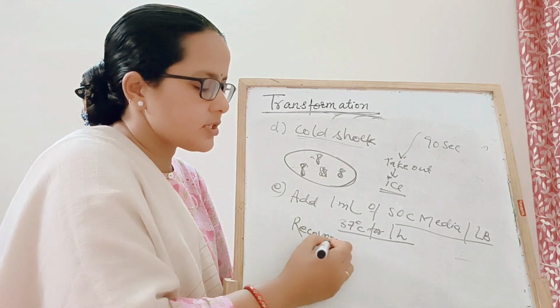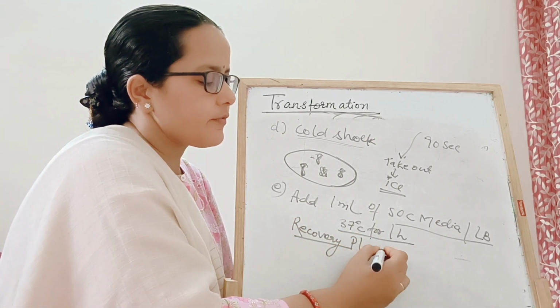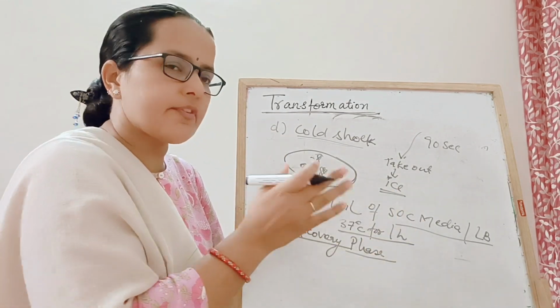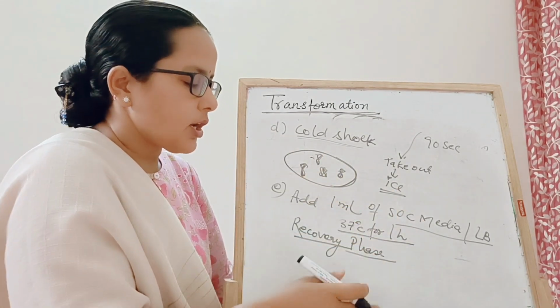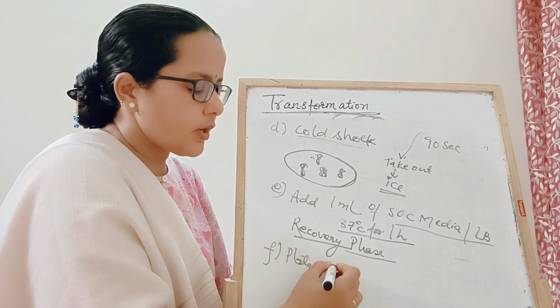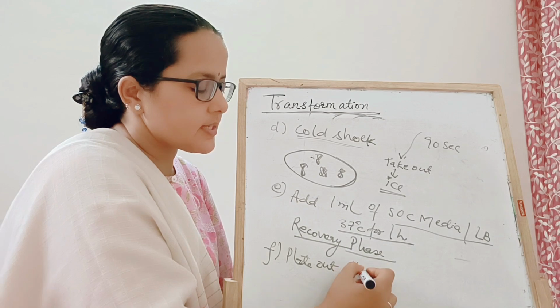What is it known as? This is your recovery phase, the recovery phase for the cells. Now the cells have recovered in 1 hour. Now you have to plate out the cells. Now what you have to do? You have to plate out the cells.